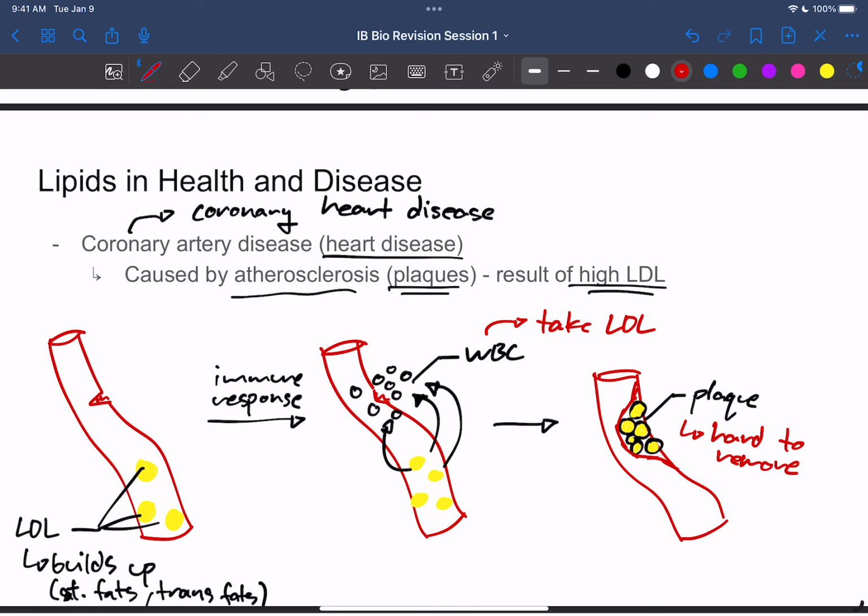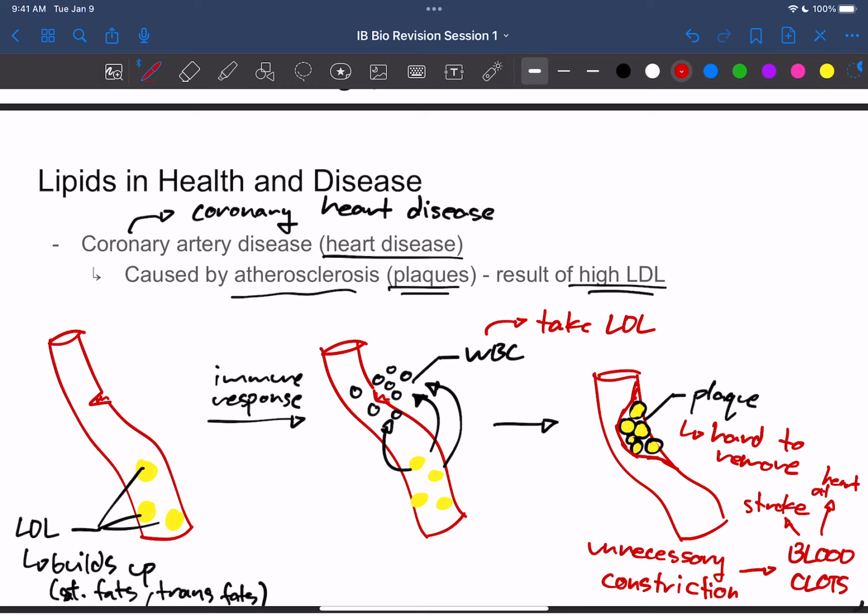So now you're going to get constriction. And what's this going to lead to? Blood clots. It increases your chance of getting blood clots. And what does this cause? It can cause stroke, a blood clot in your brain, and heart attack. A blood clot in your vessels that plugs blood from coming to your heart.